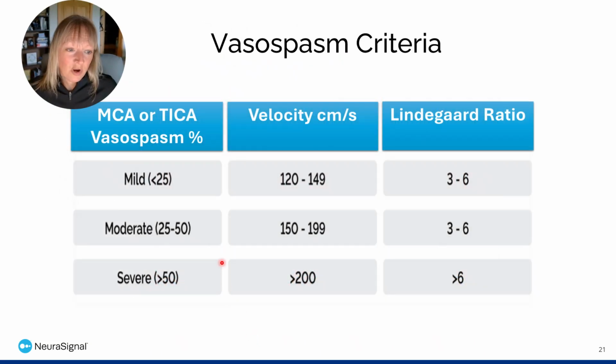Our vasospasm criteria is for our MCA and terminal ICA to distinguish mild, moderate, and severe categories. We will base that off of these mean velocities: 120 to 149 for our mild range, 150 to 199 for our moderate range, and greater than 200 for our severe range. Of course, we need to look at that Lindegaard ratio. We need to compare the flow from our extracranial ICA to our highest middle cerebral artery mean velocity, and those ratios between 3 and 6 are mild and moderate, and greater than 6 will be your severe range.